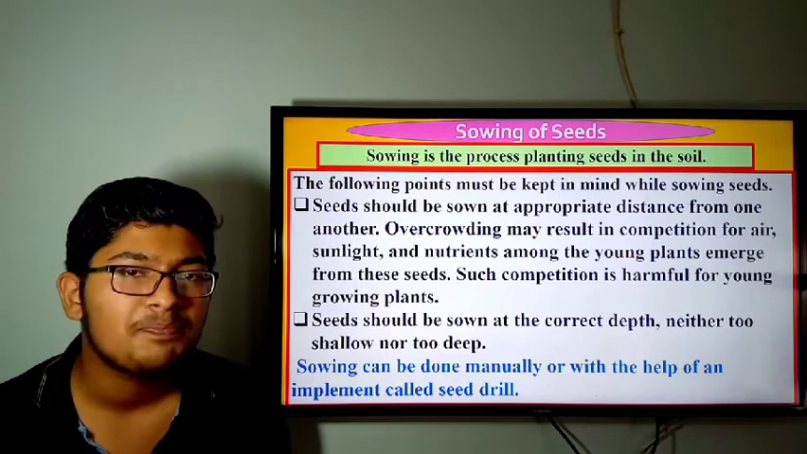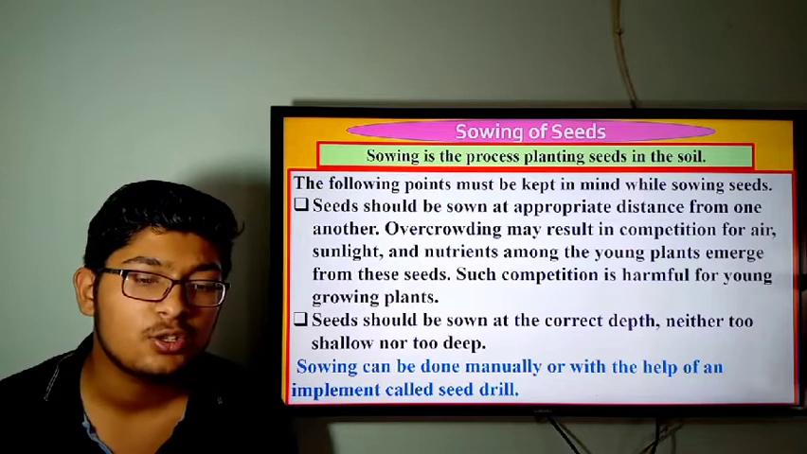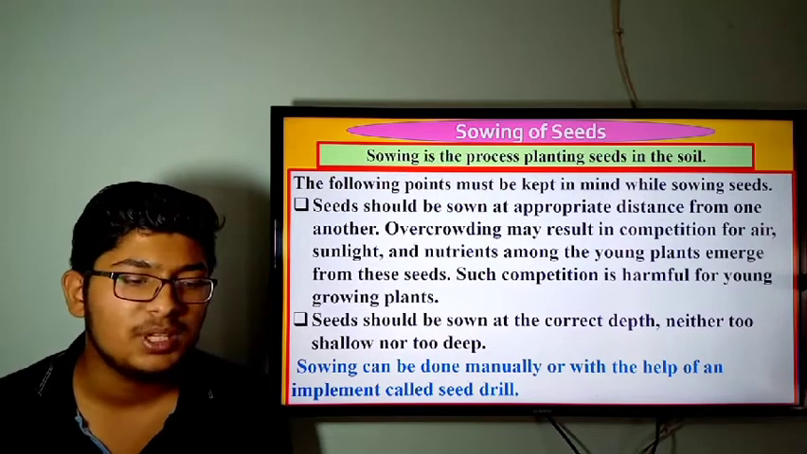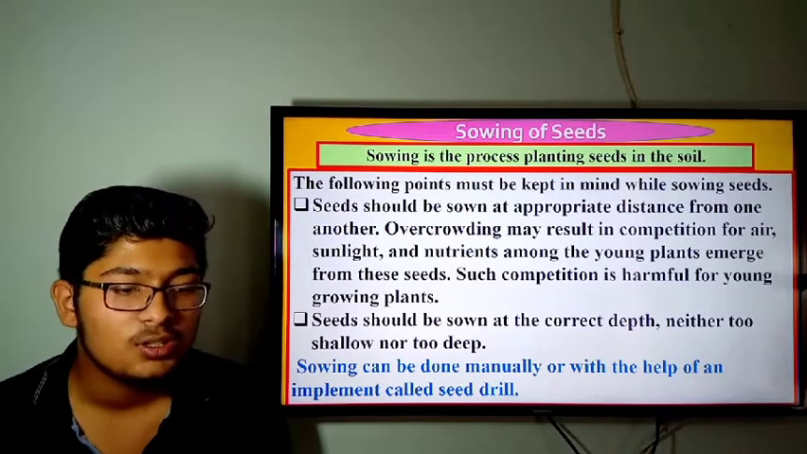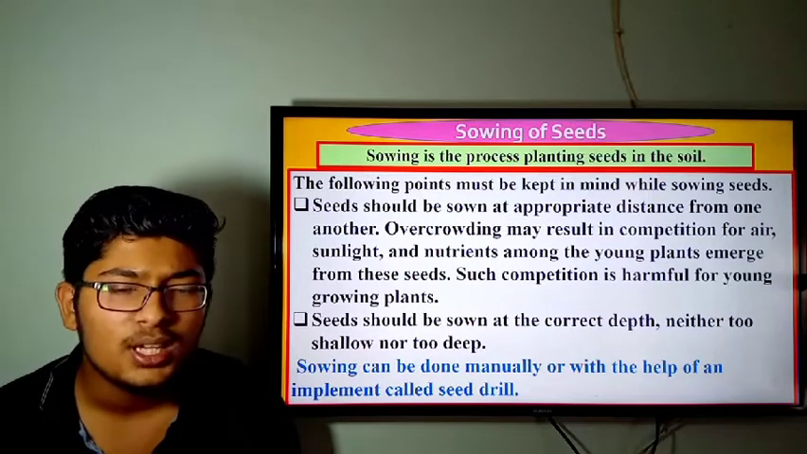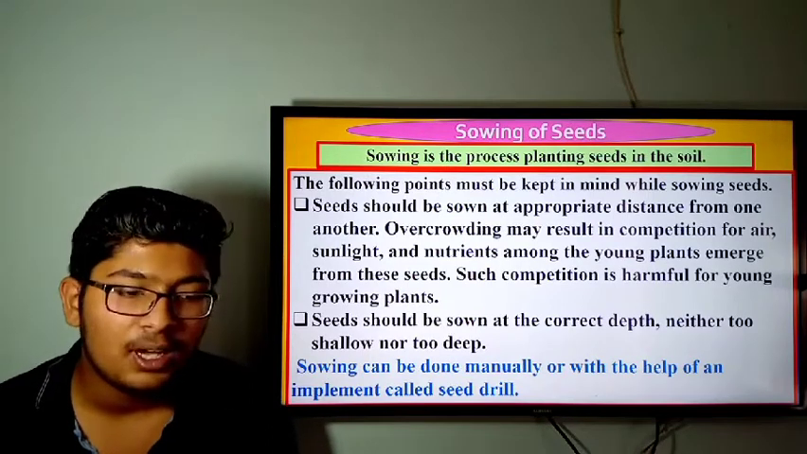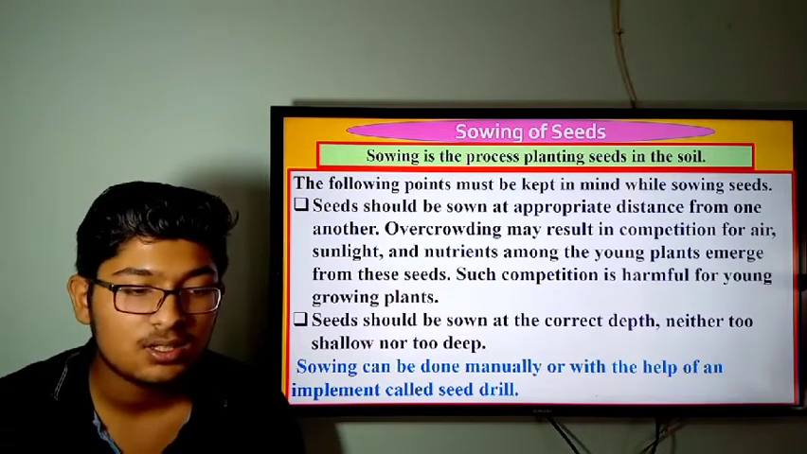nor too deep. Means that the seeds which we are sowing should be at the correct depth. Means ज्यादा ऊपर भी नहीं और ज्यादा अंदर जमीन में भी नहीं होने चाहिए. So the thing is that sowing can be done either manually or with the help of an implement that is known as a seed drill. Now we will discuss this also.